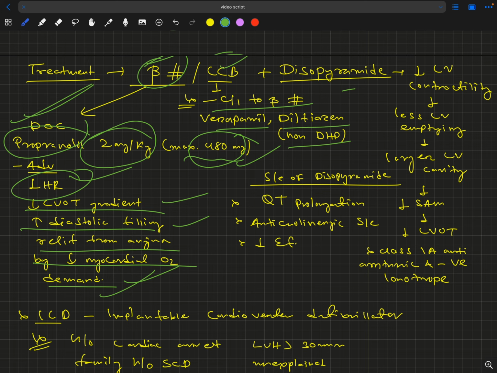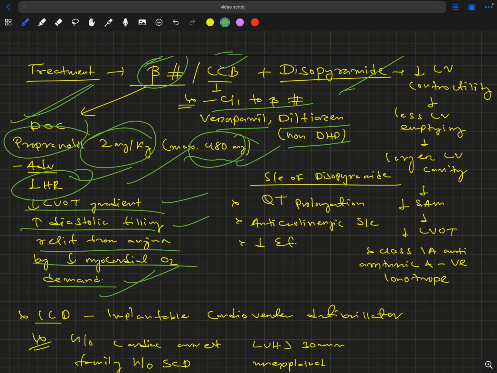These non-dihydropyridines have a selective action on the heart. Dihydropyridines are vasodilators, nifedipine, amlodipine, and so on. But verapamil and diltiazem are non-dihydropyridines. They act mostly on the heart. They decrease the heart rate, same as a beta blocker. All these things will be there also.